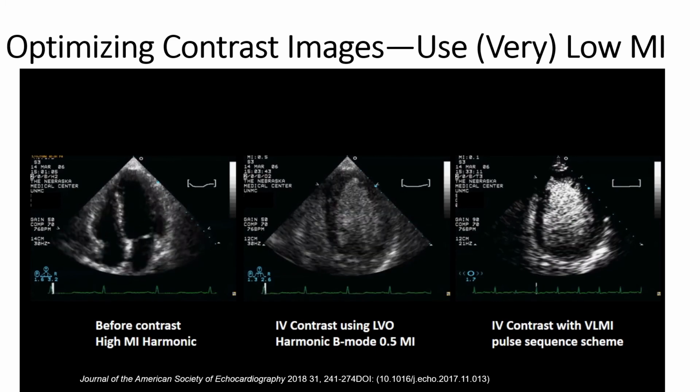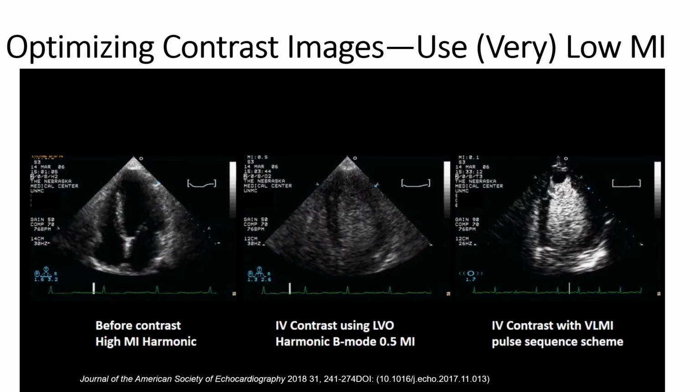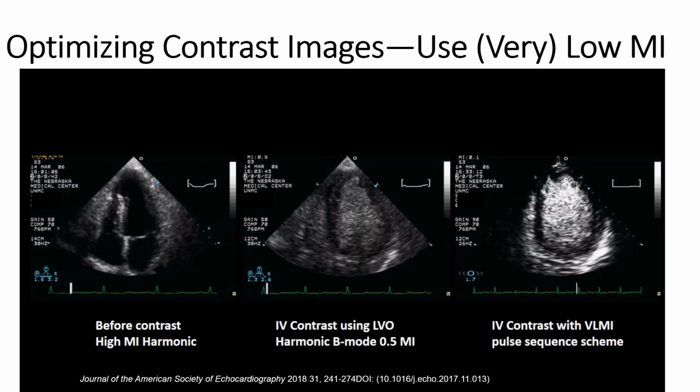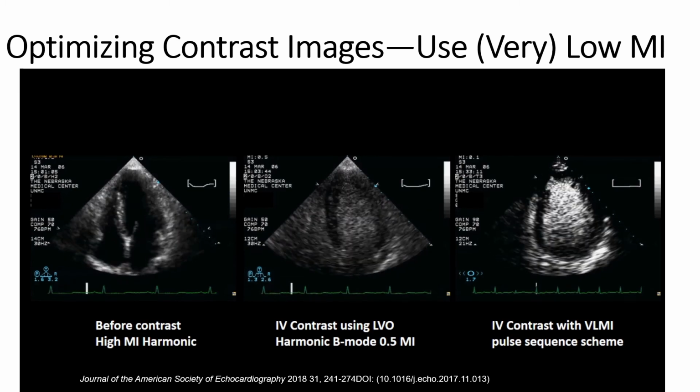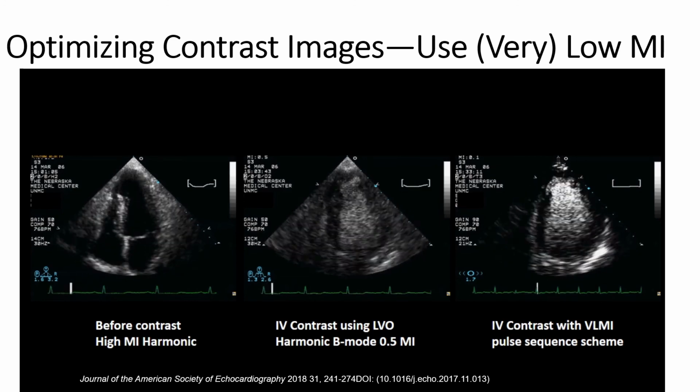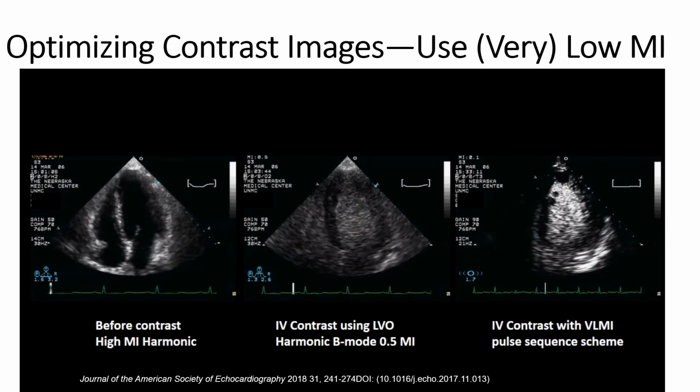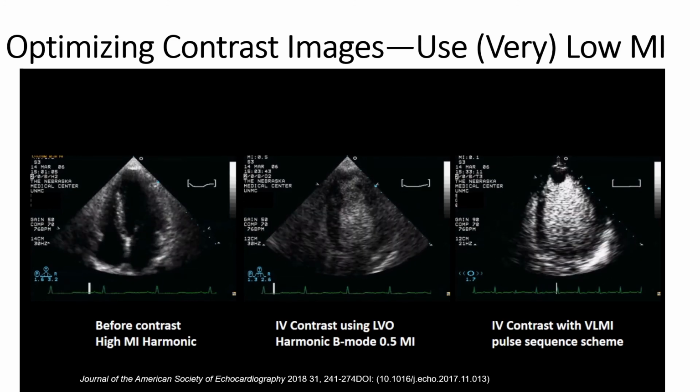And at the far right is the optimal strategy of very low mechanical index imaging. And for those who are astute, there is indeed a small but mobile thrombus at the apex of the left ventricle, which is only seen with the very low mechanical index imaging.